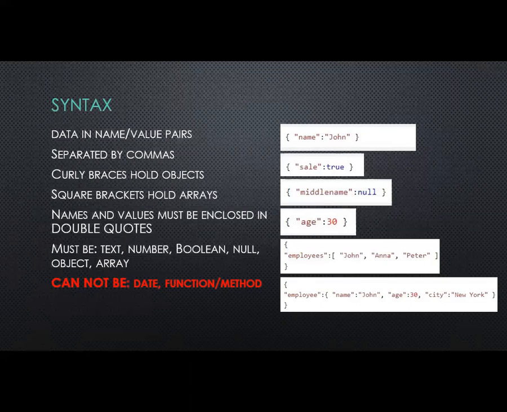Data cannot be a date or a function or method. JSON does not handle those. It will just drop them. And when you convert your JavaScript to JSON, they'll just be dropped. So keep that in mind.